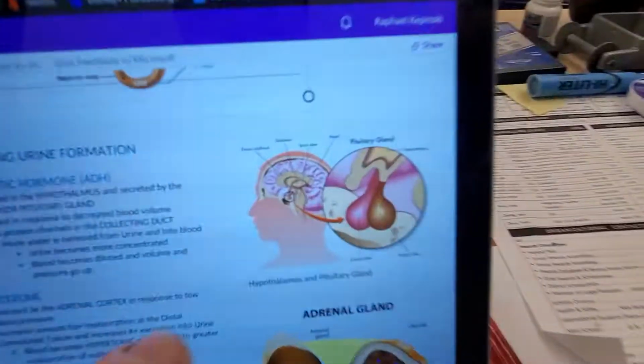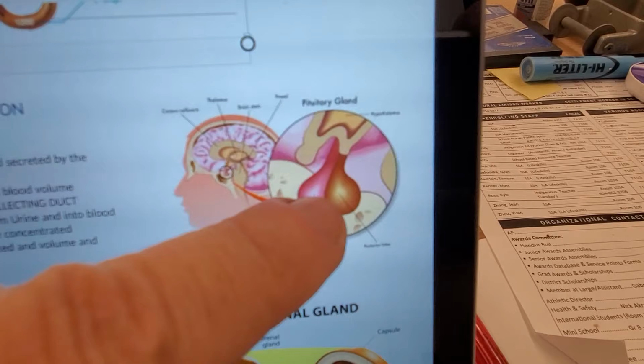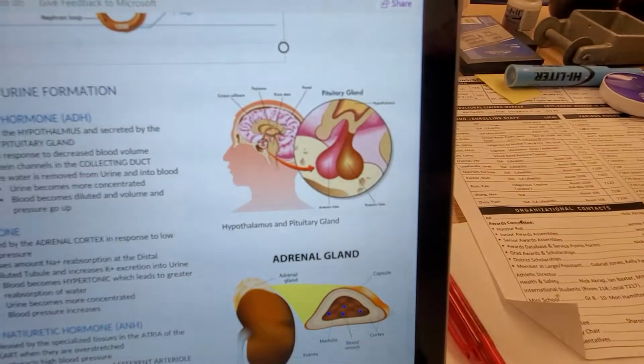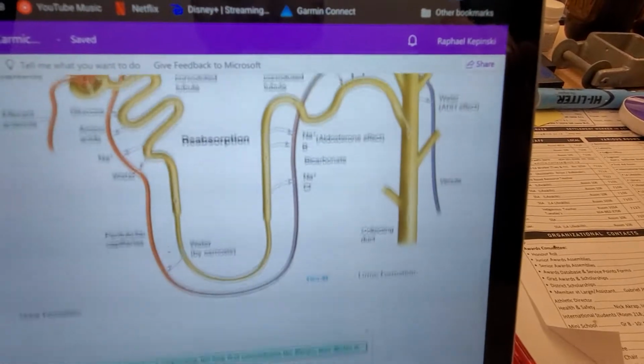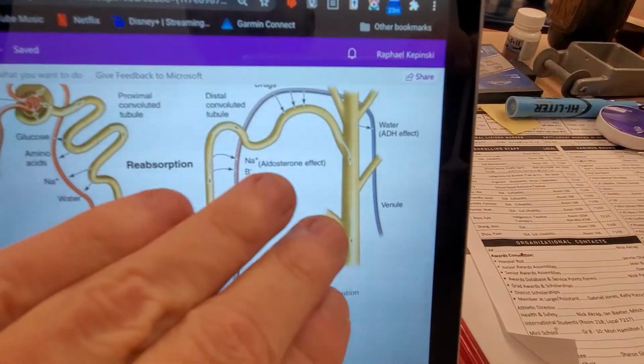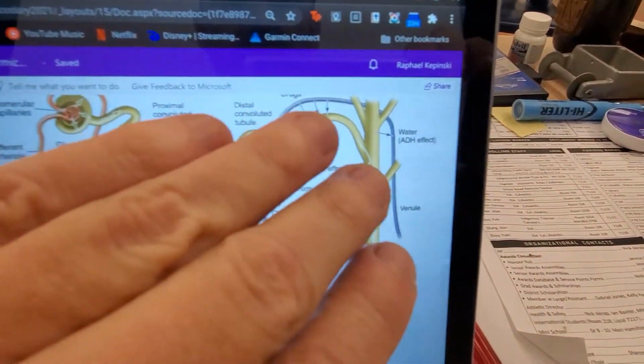ADH works on the collecting duct. It's released in the hypothalamus by the pituitary gland. There's a picture of it there. There's the hypothalamus, pituitary gland. It's released into the blood, and it works on the collecting duct. Let's scroll. There we go. There's the collecting duct there. That's that last bit where water is being reabsorbed into the extracellular fluid, and then that water continues on into the blood vessels.